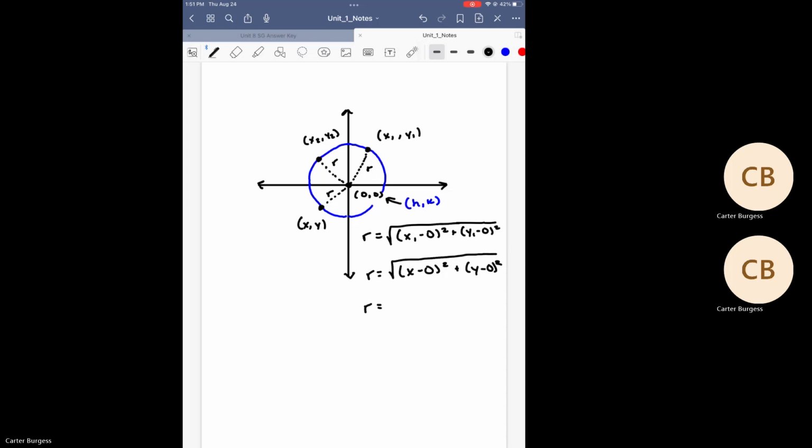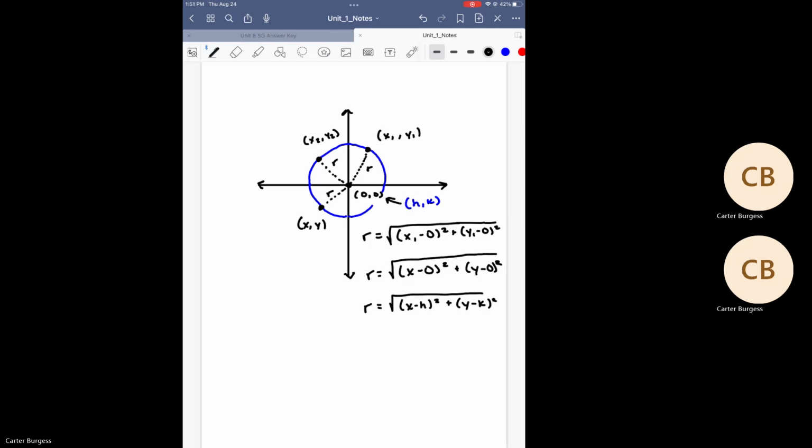Instead of x minus 0, what will I have? X minus h. And instead of y minus 0, what am I going to have? Y minus k. Fantastic. And that is our circle formula. Well, okay, that's our circle formula.